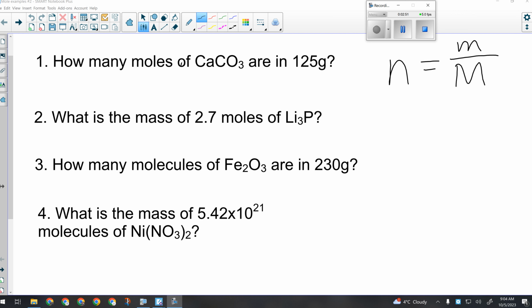And obviously I divide by it if I'm given the number of particles and I'm looking for a smaller number, like the number of moles. Those are the only two things you're ever going to do. I will give you some time to get ahead of me, and then we'll walk through one at a time over the next little bit.